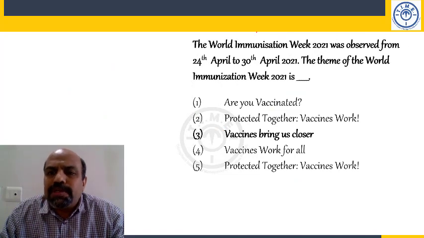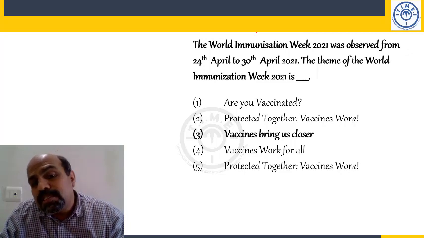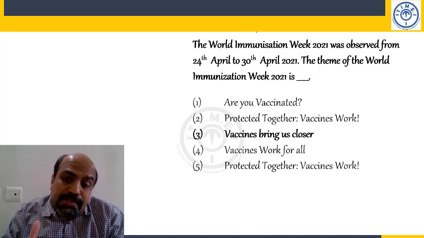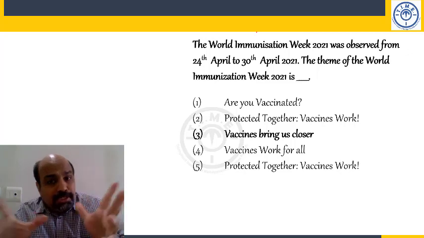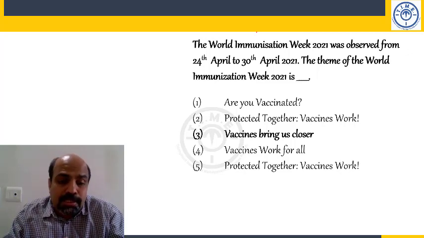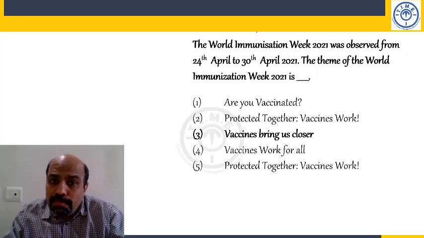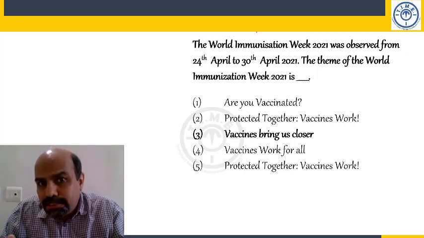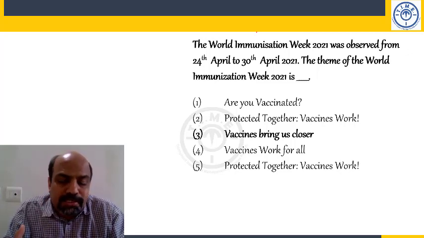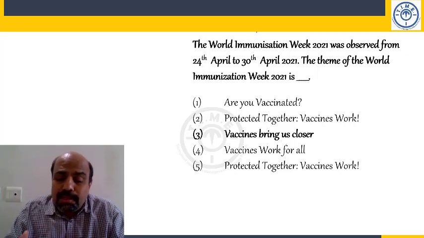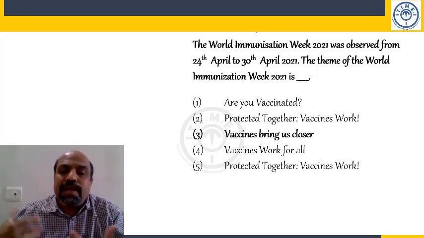The World Immunization Week 2021 was observed from the 24th of April to 30th of April. The theme of the World Immunization Week is Vaccines Bring Us Closer. I checked this website and thought they highlighted in one sentence what vaccination does. It said that vaccination brings us closer to the people, goals, and moments that all of us greatly cherish. If we are vaccinated, we are much safer than without being vaccinated. So when we are vaccinated, we can be closer to the people we love, we can engage in activities that we love, and we can live healthily.